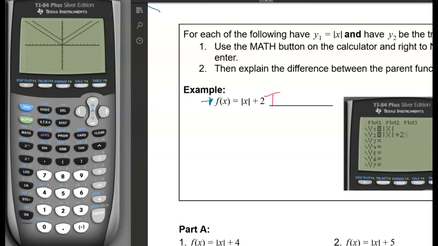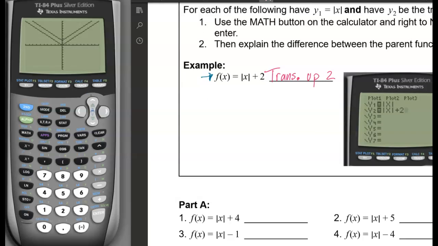Now, because we have already learned about transformations, I don't really need you to write out the full words anymore. As long as I know what you're talking about, I'm going to call it good. So if you just put trans and then up 2, that's good enough for me. Also, when we're doing vertical or horizontal, if you just put V or H, that's good for me too.